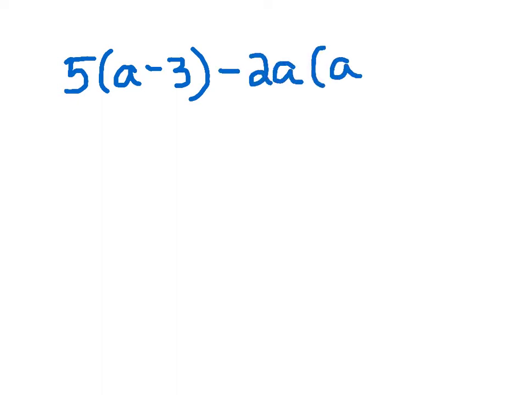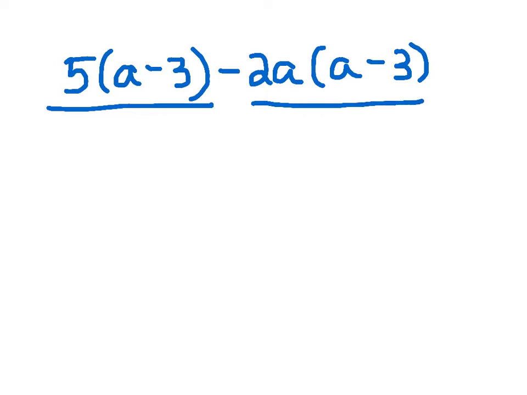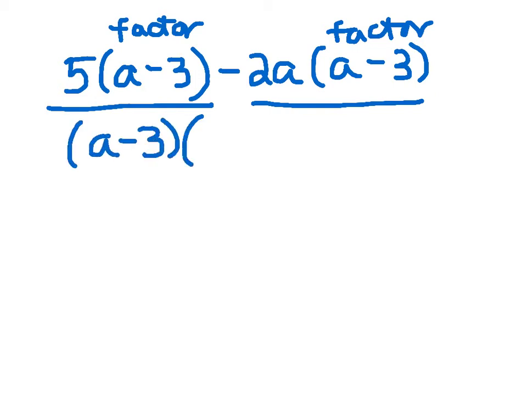How would I factor 5 times A minus 3 minus 2A times A minus 3? Again, 5 times A minus 3 is a number. 2A times A minus 3 is a number. These are each factors. And we can see that 5 is also a factor, and negative 2A is also a factor. But we can see that A minus 3 is the GCF, so I can factor it out. And then what's left is 5 minus 2A.